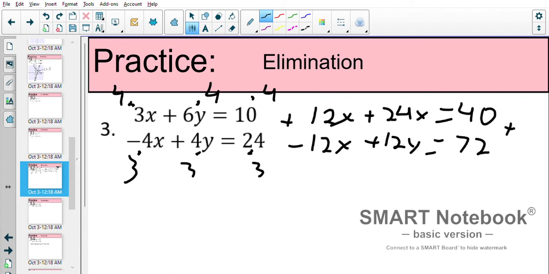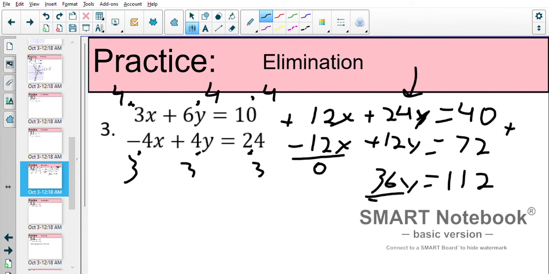So now we need to add these together. Positive 12x and the negative 12x end up being 0. Right here, the 24y, typo there, 24y and a positive 12y end up being 36y. And over on the right-hand side, we end up with 112. We finish this out by dividing by 36. That ends up being not a nice number. That's all right. Our y value right there, if we round it as a decimal, ends up being 3.1 for that. So at this point, we need to plug it back in.